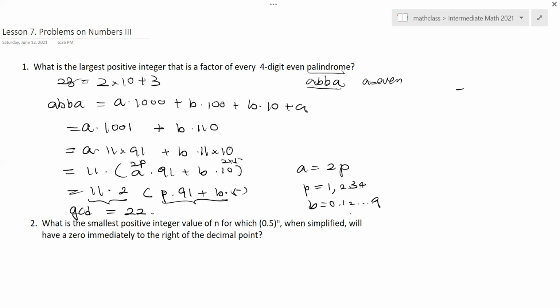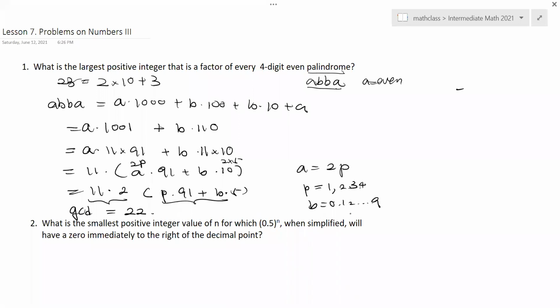And I don't think you can get a non-trivial common factor out of that. So 22 should be the largest factor, the only factor shared by all those integers. So that's how we solve the problem. All right, our next problem.